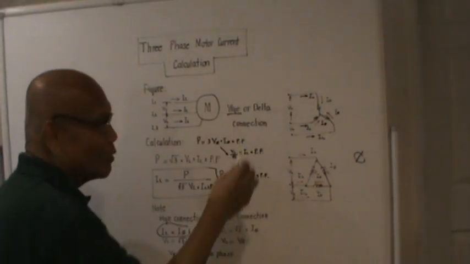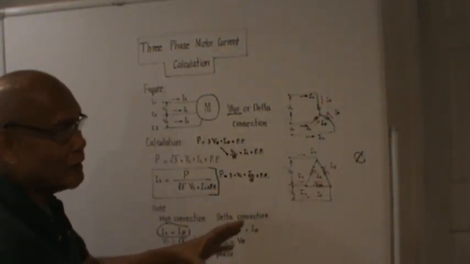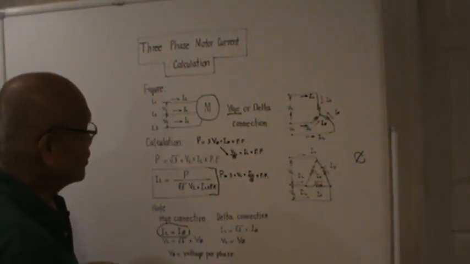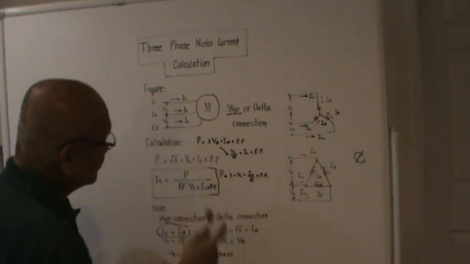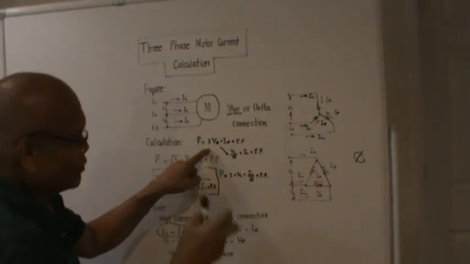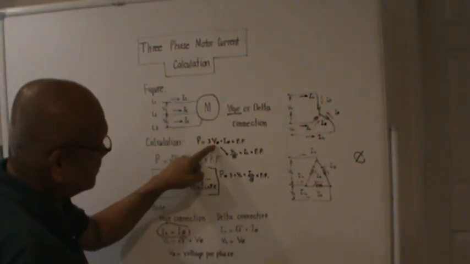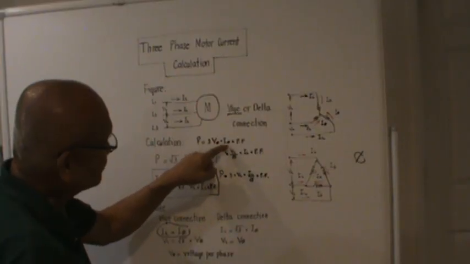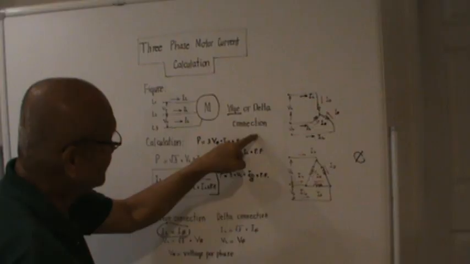So let's now derive the formula on how to compute the current if the connection is Y. The general formula is given by this one here. Total true power is 3 because there are 3 equivalent windings, times the voltage per phase, times the current per phase, times the power factor.